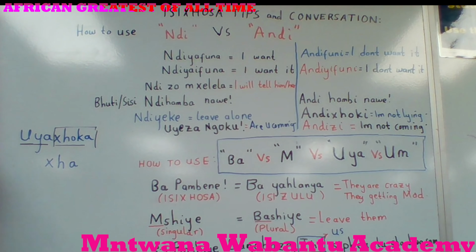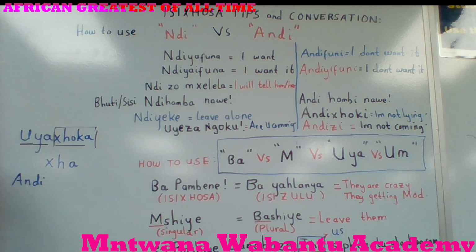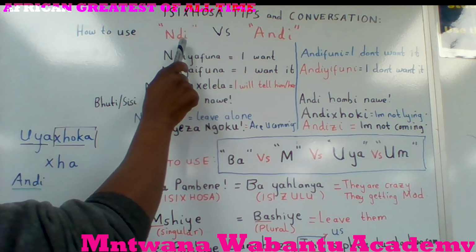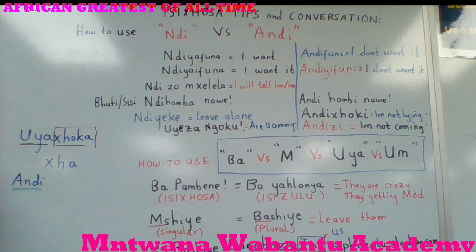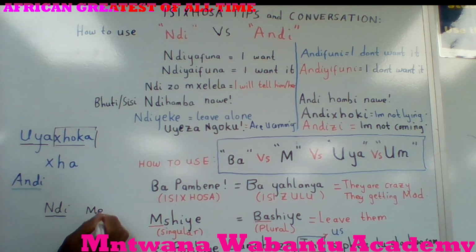Oh, I'm not lying. If you want to say I'm not lying, you say andi. So andi is the opposite. That's what we're going to do today, because we're going to learn how to use ndi and andi. Ndi means you do or you agree. It's for me.